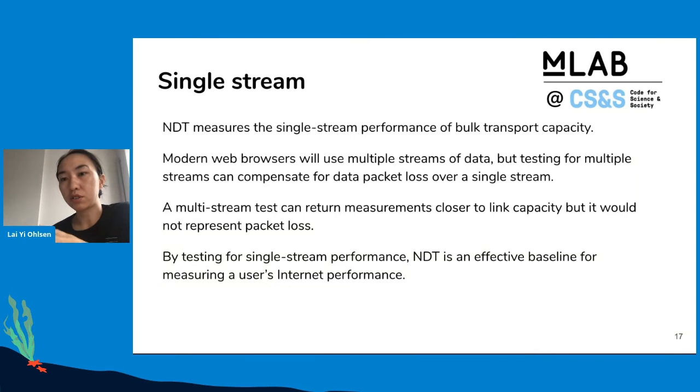When you measure multi-stream, it's possible that it gets closer to link capacity, which is, again, the maximum bit rate for that link. But what happens there is that it cannot represent packet loss as well. If you think about how TCP's job is to make sure that everything gets there in the right place, if you're opening up multiple TCP streams, it's likely that the number you're getting will not represent the reliability of that stream so well.